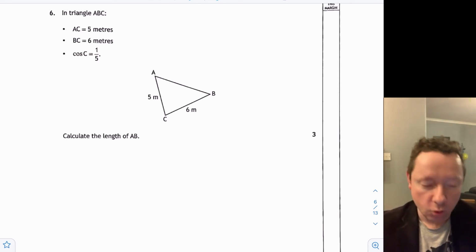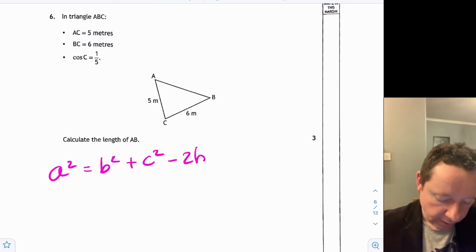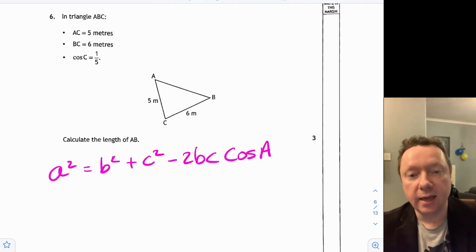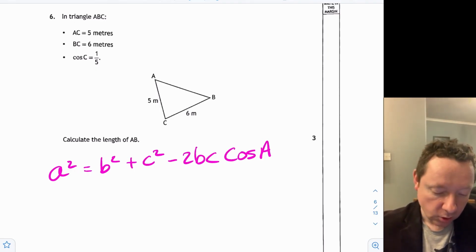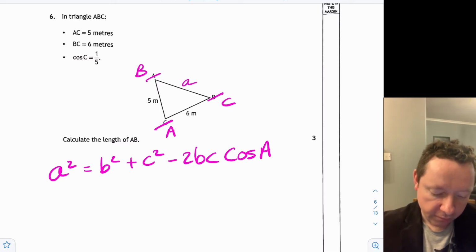So let's remind ourselves of the cosine rule. Let's start with the exam paper. The cosine rule is a squared equals b squared plus c squared minus 2bc cos A. Now that's just a generic a, b and c, remember, so you can either relabel your sides to get your a, b and c where you want them, or just remember that the side a is the one opposite the angle you're given, which is cos C. So I'm going to do it that way. I'll just call that my A, and I'll just call that my B and C, and therefore that's my little a there.